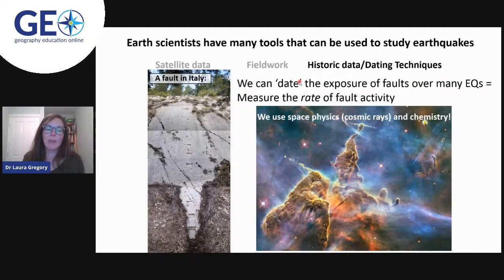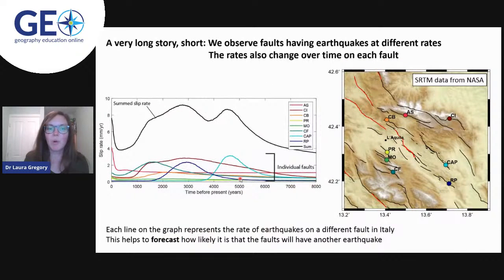So remember that image that I showed a while back of how things change over time on the fault. This research is giving us clues into how that works. I won't go into too much detail, but if you're interested, you can always get in touch. I can talk about it more. But what we're learning is that the fault lines are really complicated when we look at them over time.